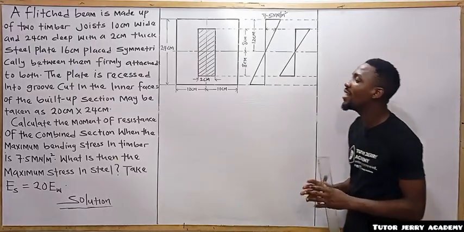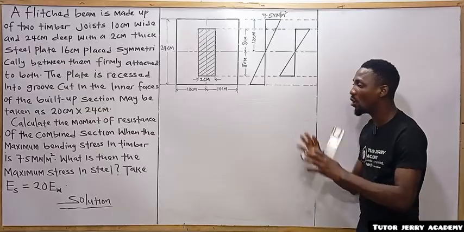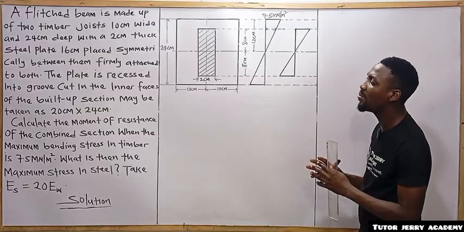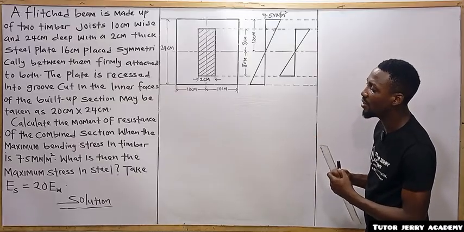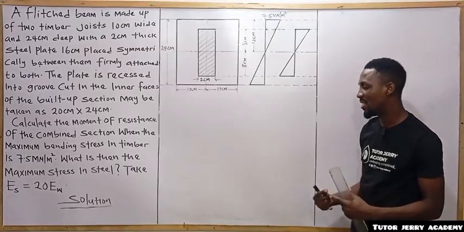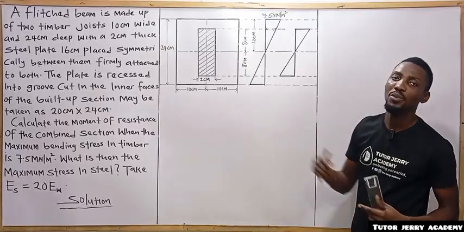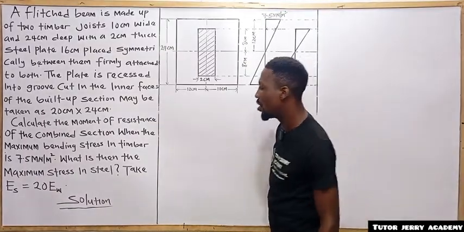So they say we should calculate the moment of resistance of the combined section when the maximum bending stress in the timber is 7.5 meganewton per meter square. What is then the maximum stress in the steel? Take the modulus of the steel to be equal to 20 multiplied by the modulus of the wood.